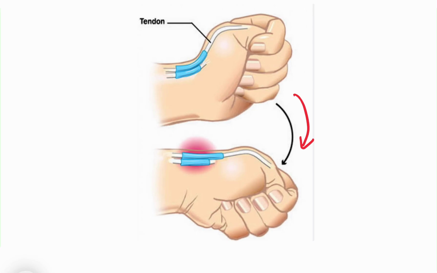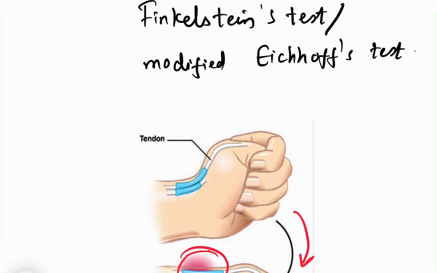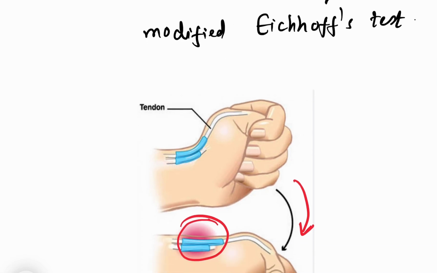With this red color I am drawing the direction of the movement of the wrist. Whenever the examiner does this, there is severe pain or tenderness on the radial aspect of the wrist, near the styloid process. So Finkelstein's test confirms de Quervain's tenosynovitis. Other conditions like osteoarthritis and even carpal tunnel syndrome may mimic this.